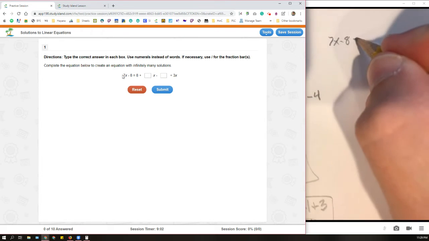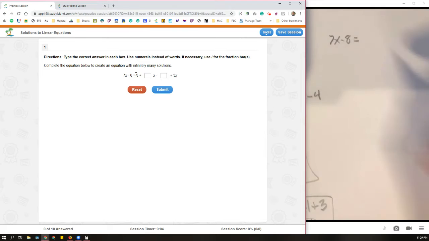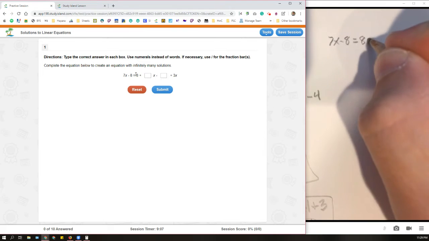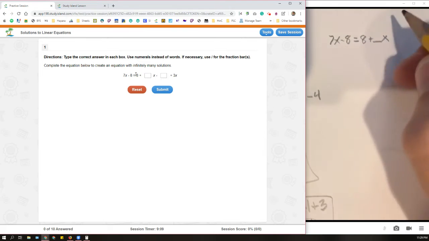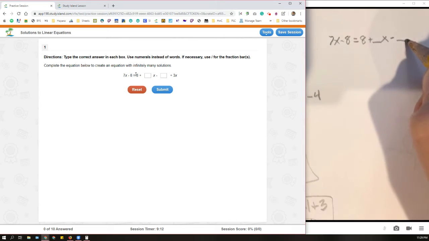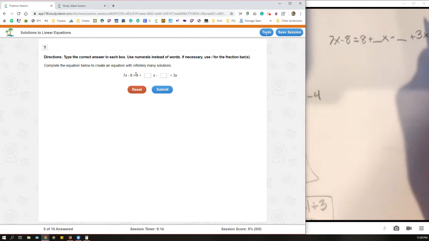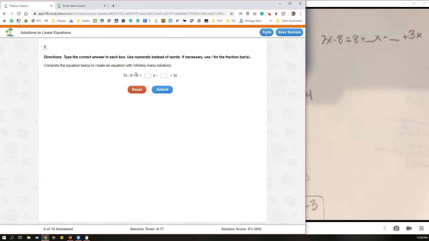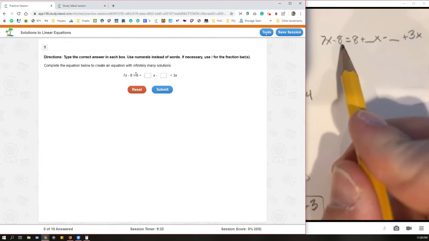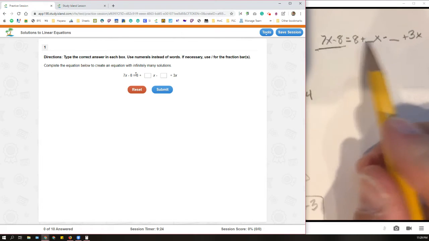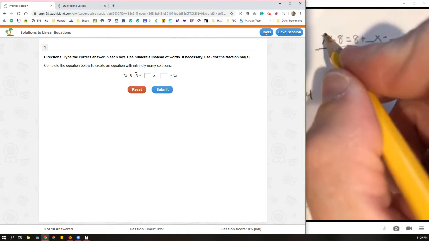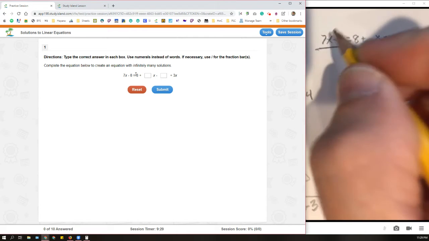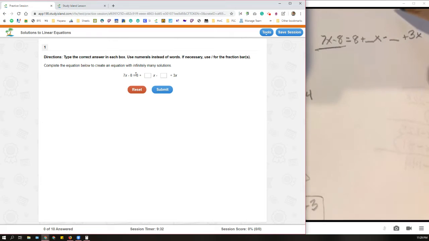And that has to be equal to, on the right side, 8, it's positive 8, plus something times x, minus something, and then plus 3x. So let's think about that for a minute. If I want infinitely many solutions, I need the x's on the left side of the equal sign to cancel out with the x's on the right. Well, how many x's are on the left side? I have 7 x's. That means I need to have 7 x's on the right. Well, how many x's do I already have? I have 3 x's right here.